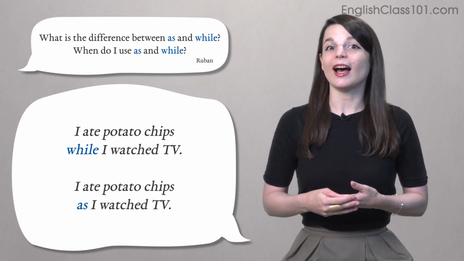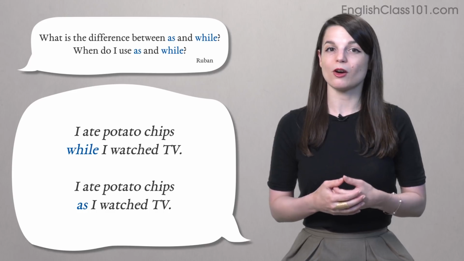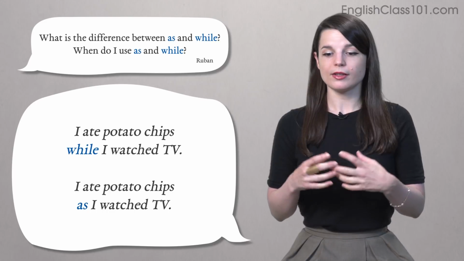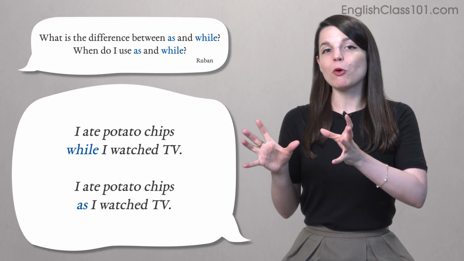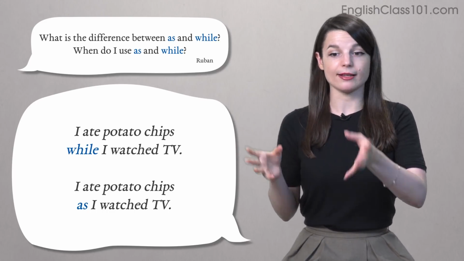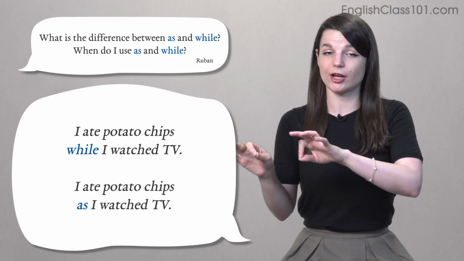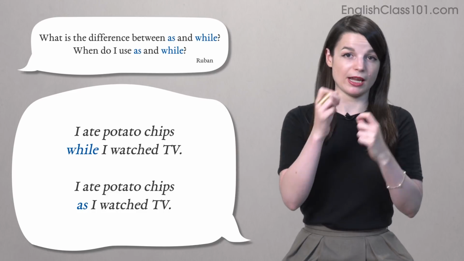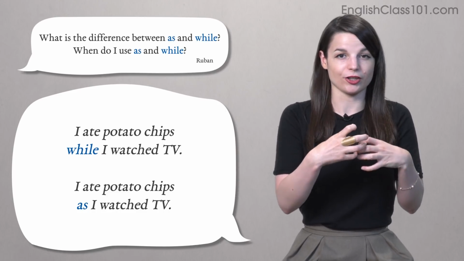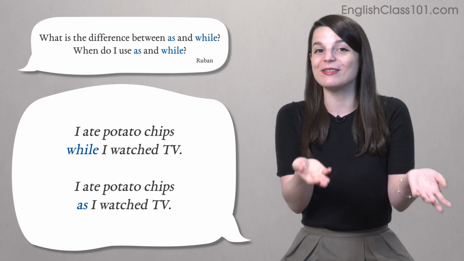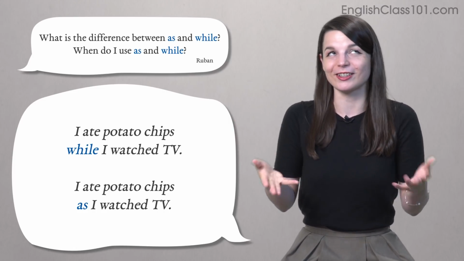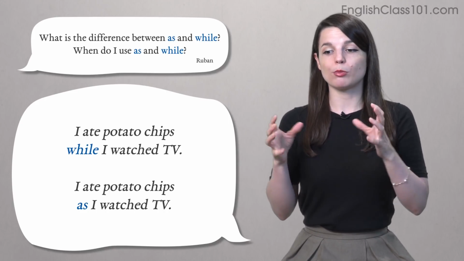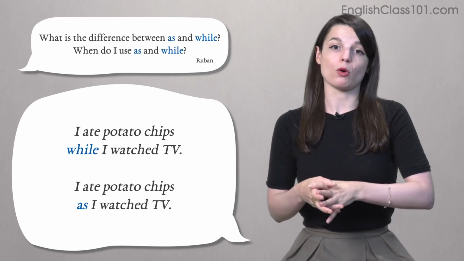To me, personally, as sounds a little bit more formal, so I tend to use while more when I'm speaking and when I'm writing. Also, I will use while before the main action, and same thing for as. I tend to put the word before the main action. So in this case, for me, watching TV is the main action, and eating potato chips is kind of like the extra action or the bonus action. Of course, for some of you, maybe eating potato chips is the main action. That's fine. But for me, watching TV is the main action. So I usually put that after while or as.